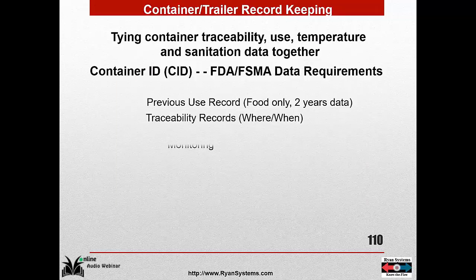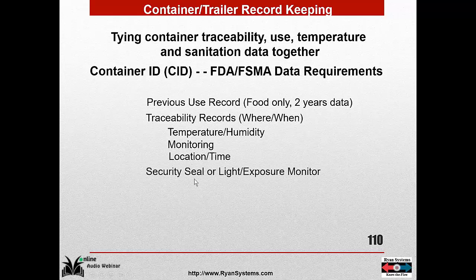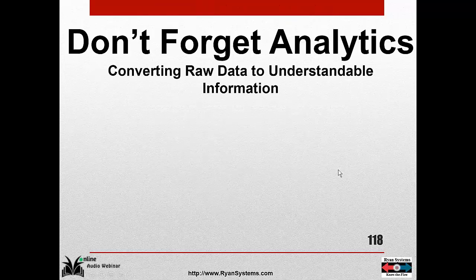Same with traceability records: temperature, humidity, monitoring, location and time, security seal, light exposure, sanitation records, ATP test. That's that little handheld $2 test record for your trucks, and wash records. Okay, bottom line here, I'm coming to the end. Don't forget the analytics, all right? Converting raw data into understandable information.